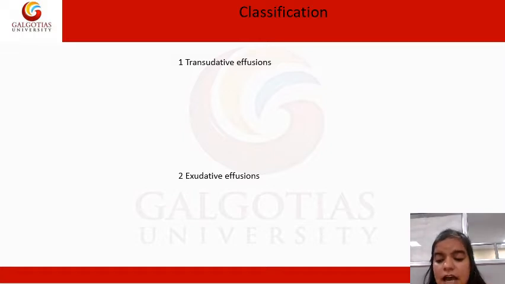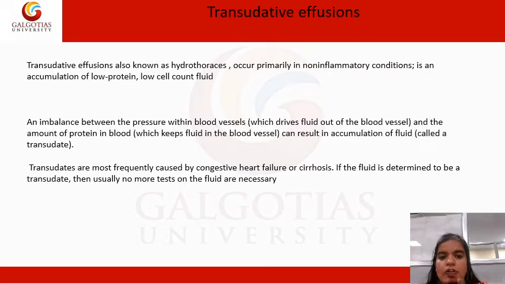So when there is a high level of fluid in the pleural cavity, it could be due to two reasons. One is transudative and another one is exudative, and that's how we do the classification. So let's talk about them one by one. Let's first talk about what is transudative effusion.